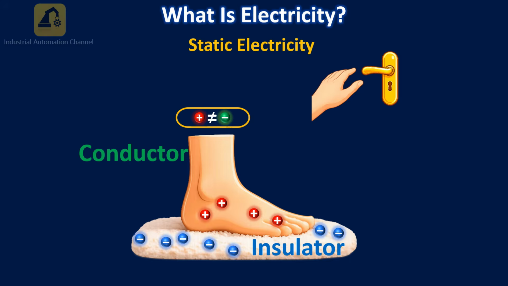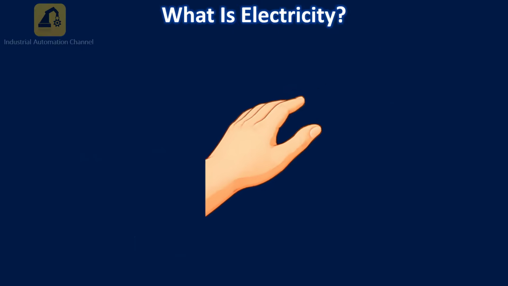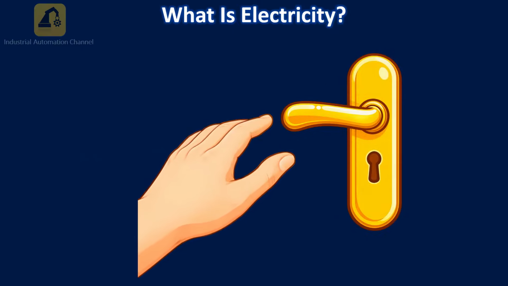And nature doesn't like imbalance. It always tries to return to neutral. So the moment you touch a conductor, like a metal handle, electrons suddenly jump across the small gap of air between you and the metal to balance the charge, and you feel that shock. Static electricity is one quick, uncontrolled movement of electrons that most people have experienced.